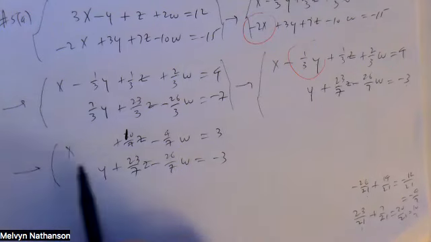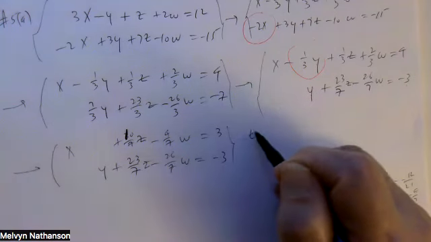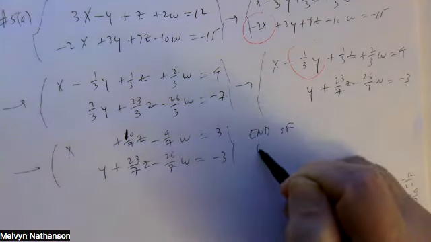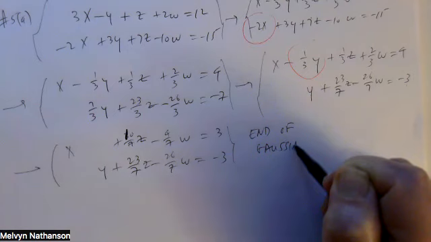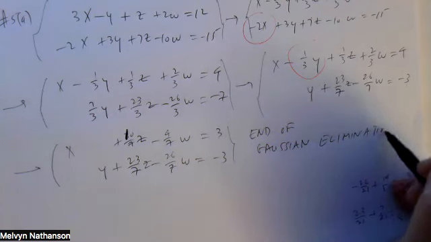So any solution x and y satisfies these equations. So this is the end of the Gaussian elimination algorithm.